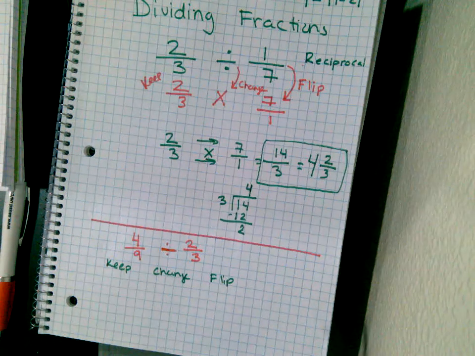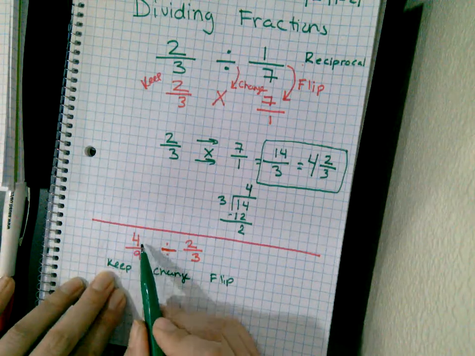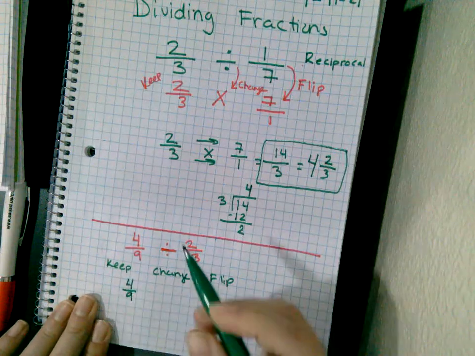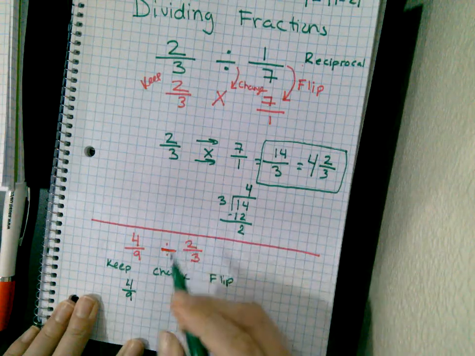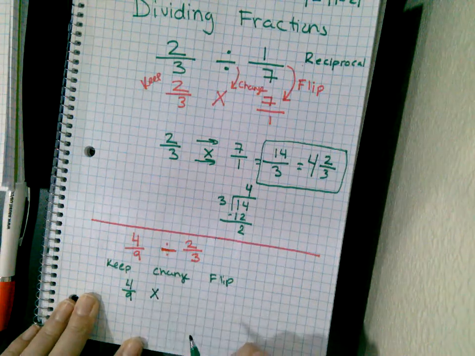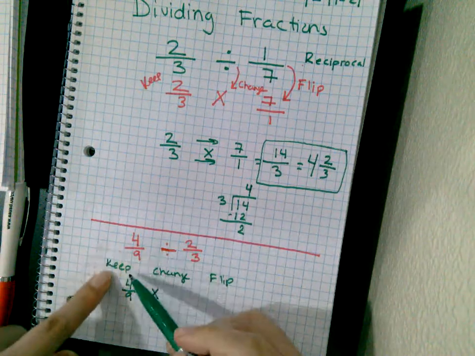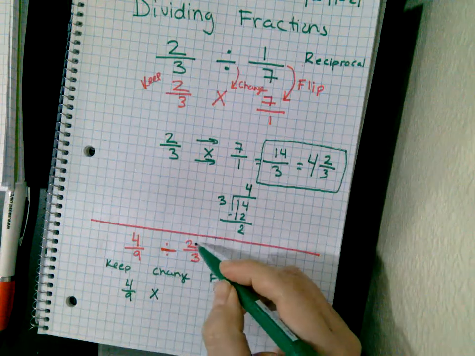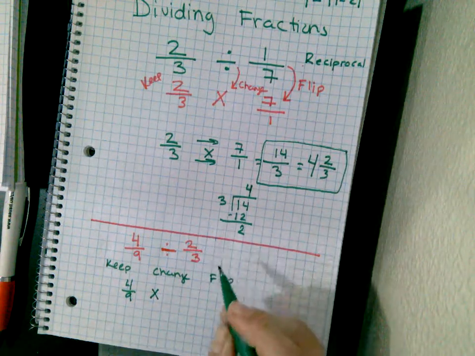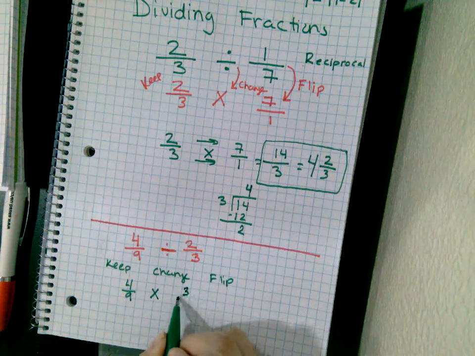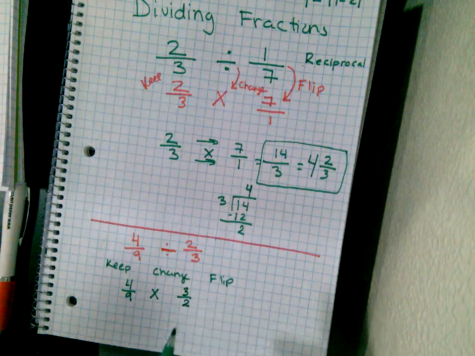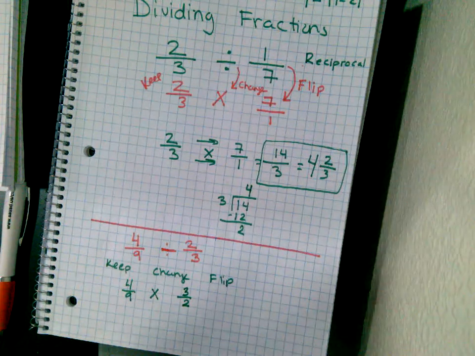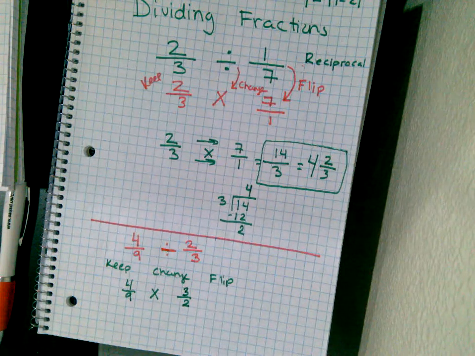Keep, change, flip. So you keep the first fraction 100% just the way it is, 4/9. You change division to multiplication. So keep, you change it, and then you flip this one. So if it's 2/3, I'm going to flip it to 3/2. Whatever the bottom number is becomes your top number. Whatever your numerator is becomes your denominator. Whatever your denominator is becomes your numerator.